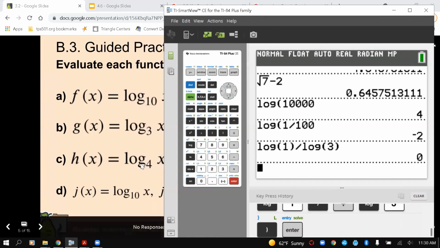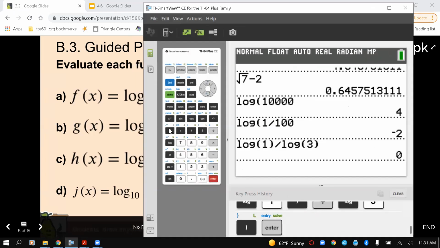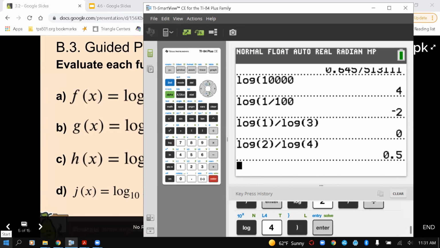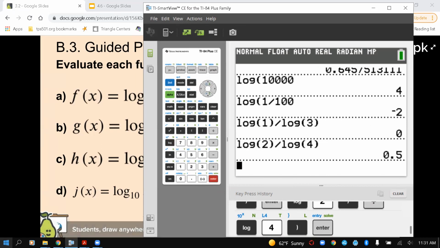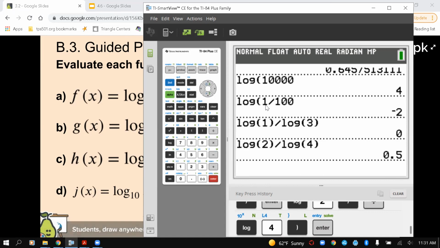This one, it's log base 4 of 2. So I do log of 2 divided by log of the base. And you get the answer 1/2, 0.5. So again, if it's log base 10, your calculator assumes that you're doing base 10. If it's not, then you need to do the log of your problem and then divide it by the log of the base.